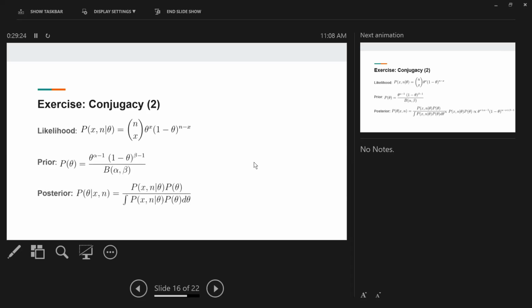This is proportional to this, only a normalizing constant, so the shape doesn't change. And the powers above theta won't change if you divide by this. It will only influence this and this, which will result in this because we added the powers of theta, x plus alpha minus 1, and of 1 minus theta, which are n minus x plus beta minus 1. So we get that.